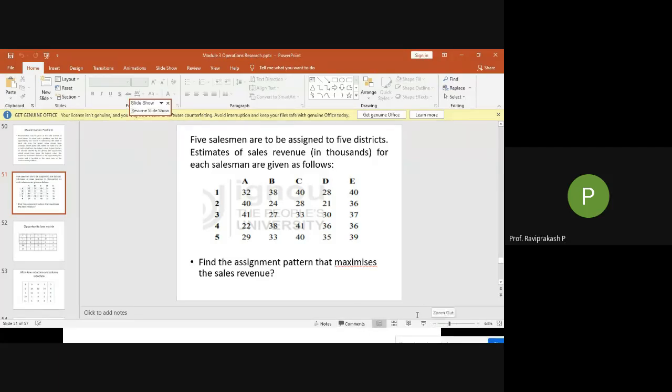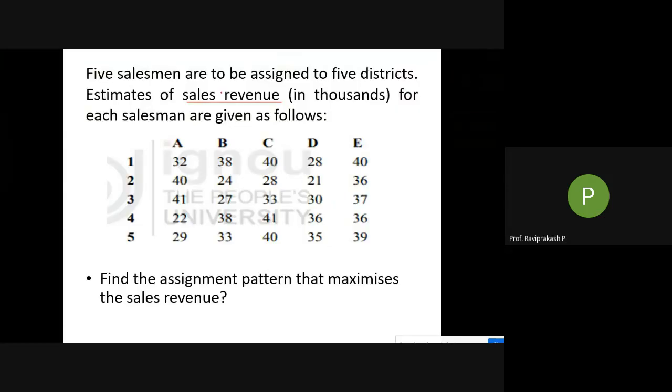Just a second, students. Okay, so sales revenue was told to you, right? And this one, that is 5 salesmen and 5 districts. And here maximize and assignment are also given to you. If this is not given, you should understand from sales revenue. Revenue in the sense of whatever profits you are generating or whatever after sales you are generating, that is what is called revenue. So in general, we need to maximize our revenue and minimize our cost, right?